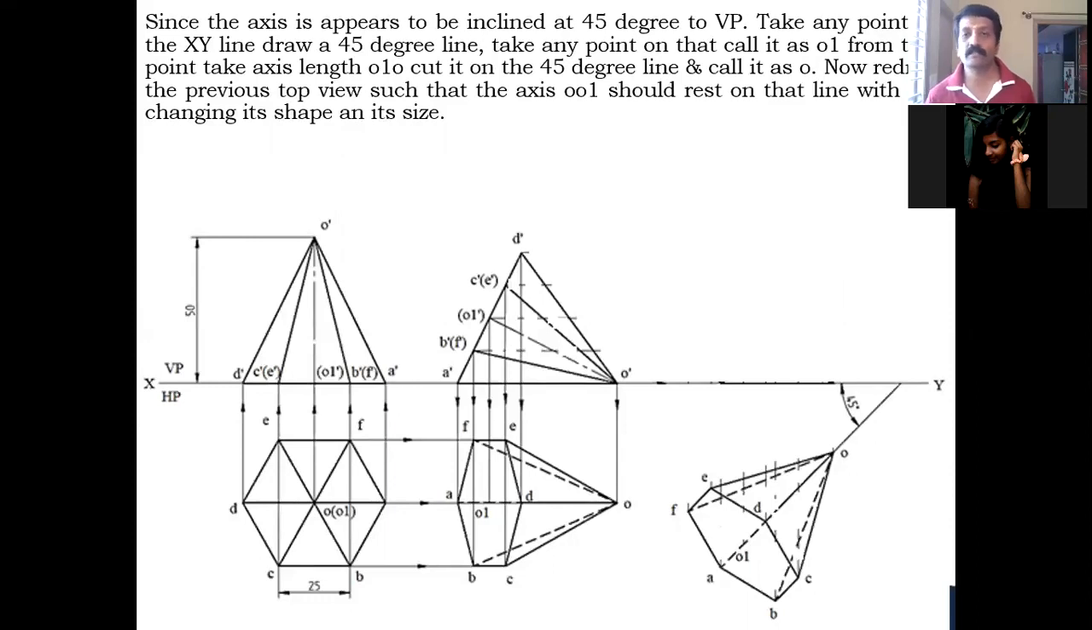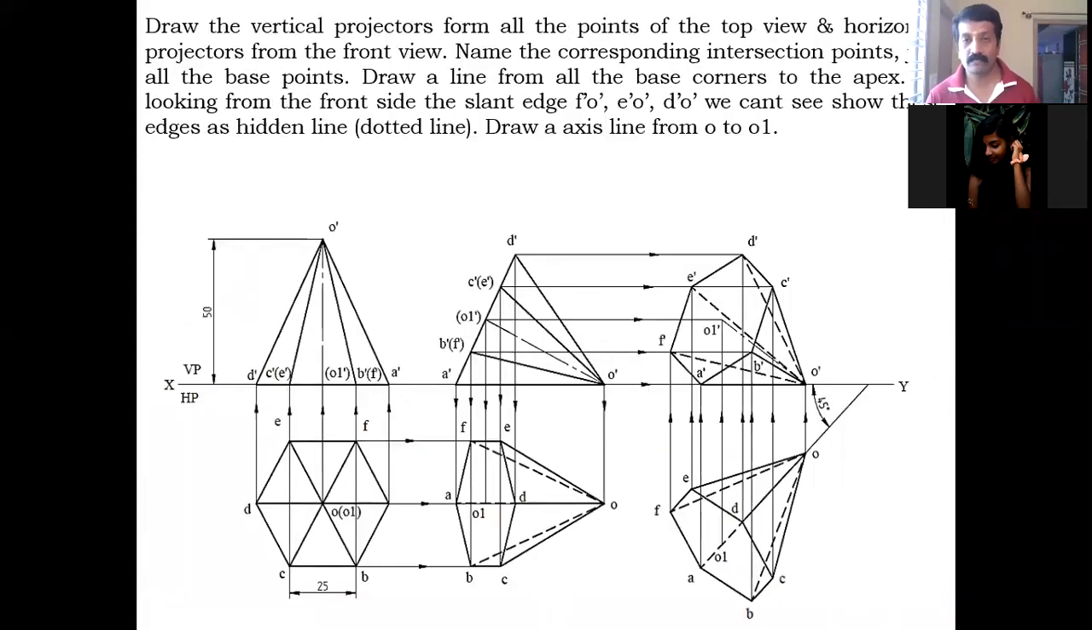So after redrawing this, the last one is the front view. You have to draw the third position. You do it by drawing vertical projectors from all the points of your top view like this. Total 6 plus 2, 8 points you are going to get, including the apex and base point. Here draw the horizontal projectors from the previous front view like this.